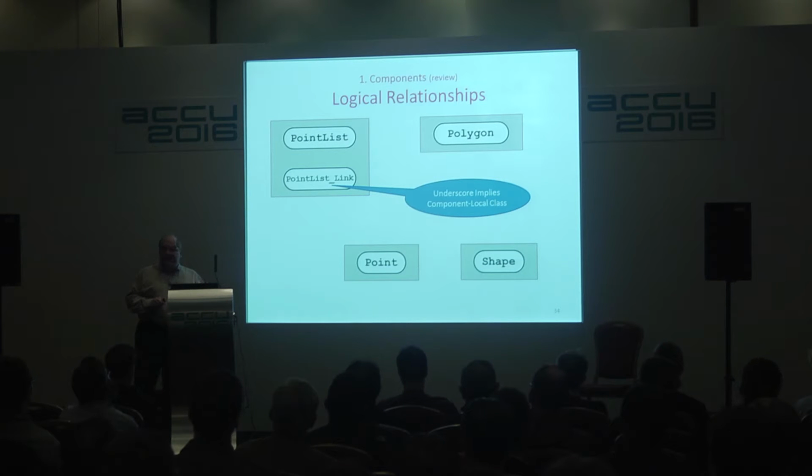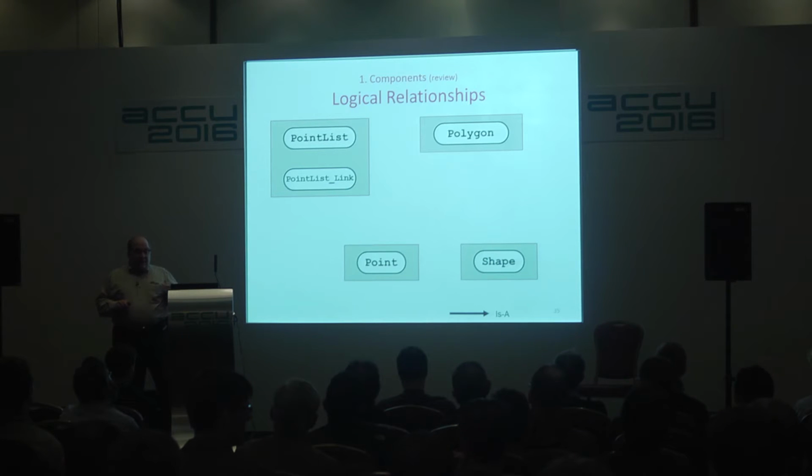The point list link is a private class. It is not supposed to be used outside the component that defines it. And we know this because in our nomenclature, when there's an underscore in a class name, it makes it private to the component it's in. And the leading part will be the name of the component base. So we have point list, and then we have point list link.